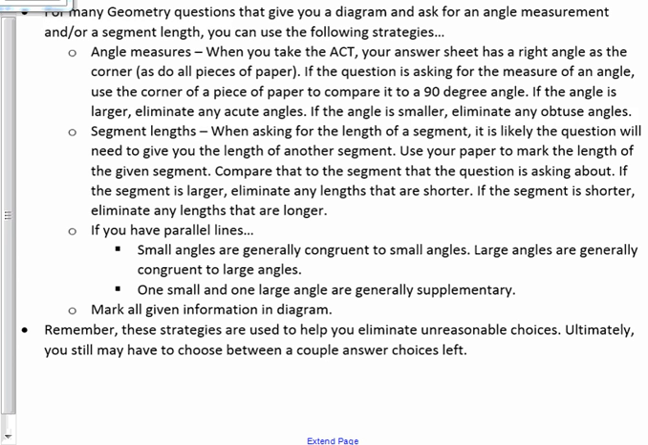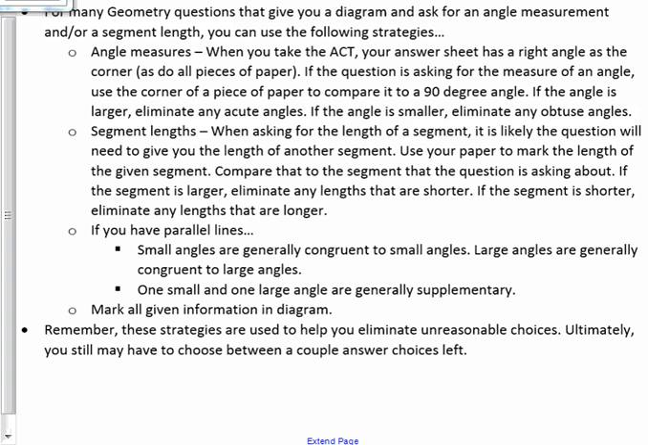For segment lengths, you can use your Scantron as a ruler. So you can put a piece of paper up against a given side length and kind of mark how long that side length may be. And then you can estimate how long you think that the missing side length is going to be based on the one that's given, and you can eliminate unreasonable answers. Both of those strategies won't necessarily get you the exact answer, but it will narrow it down to 2 or 3 answer choices where you would have a better chance of guessing the correct answer than you did at the beginning.